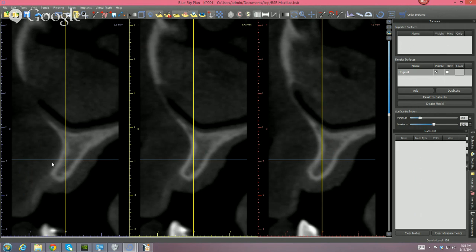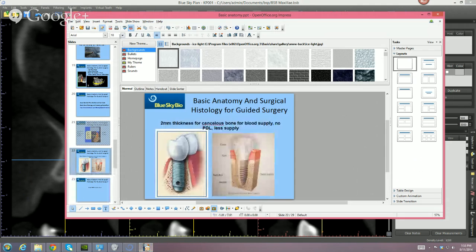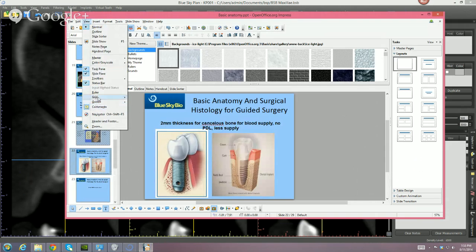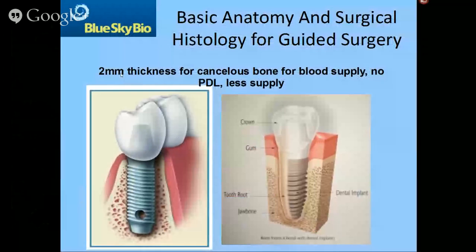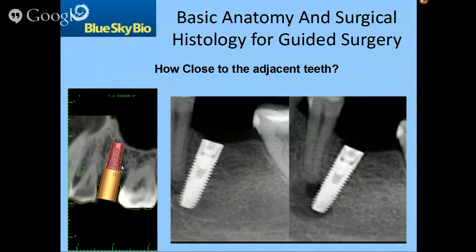So now you kind of know where that number, 1.5 to 2 millimeters, comes from. It comes back to the concept of histology. What's the blood supply for these things? Right? So now that we talked about the buccal plate, what about the teeth? What's the number for adjacent to teeth?